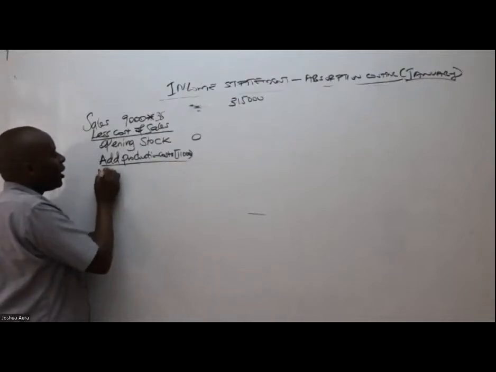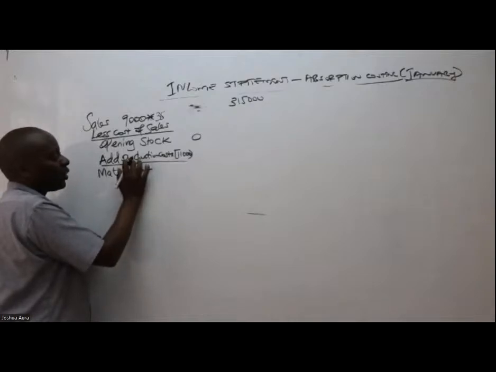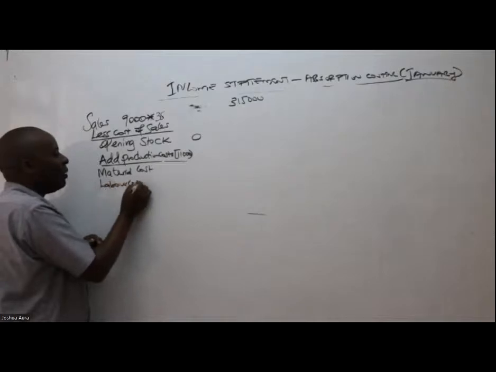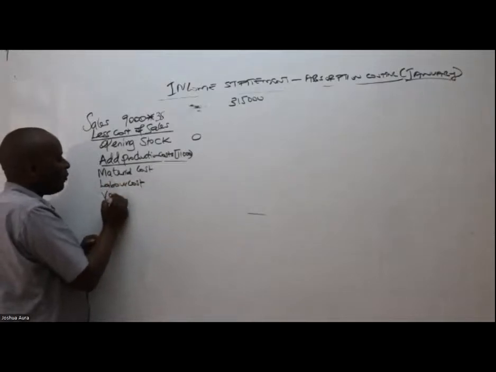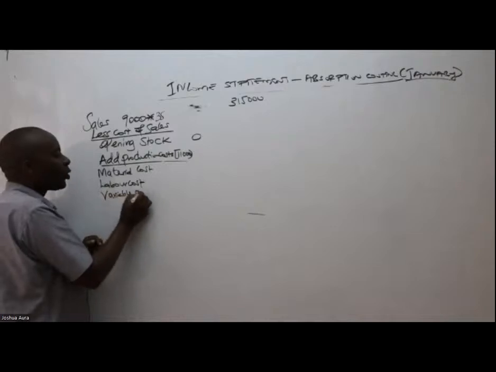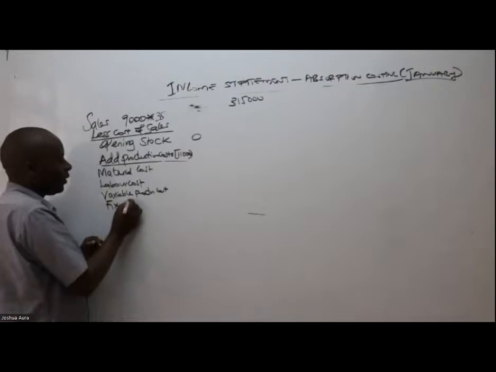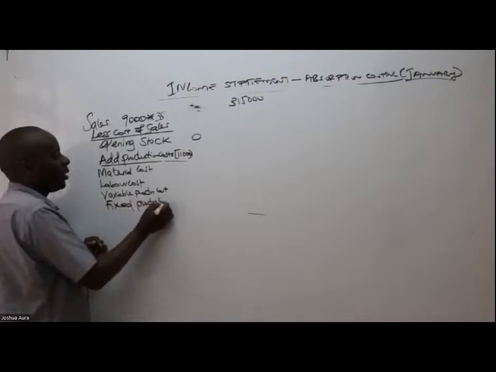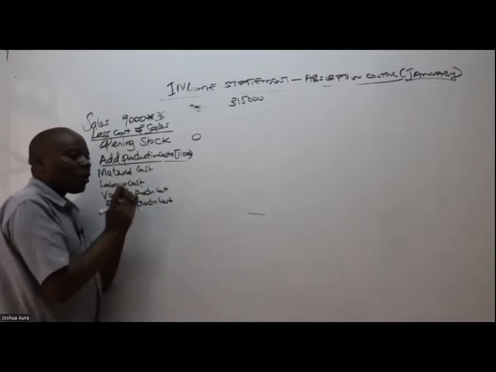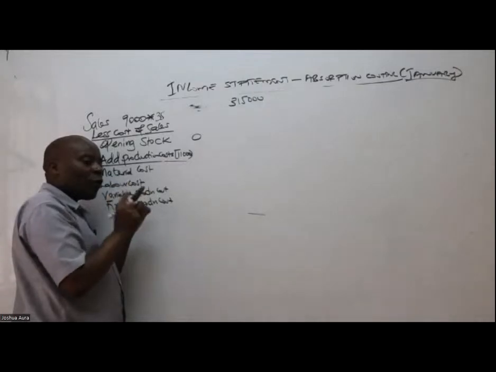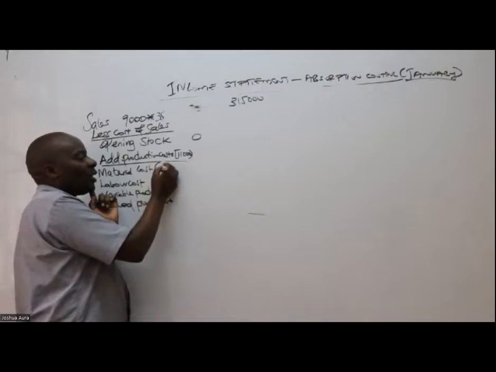So production, we have material cost. How much did it cost us to produce this 11,000? We have labor cost, variable production cost, and then the fixed production cost. The material cost from the standard card, we have 4 kilograms of wood times 3. So the material cost per unit here is 12.